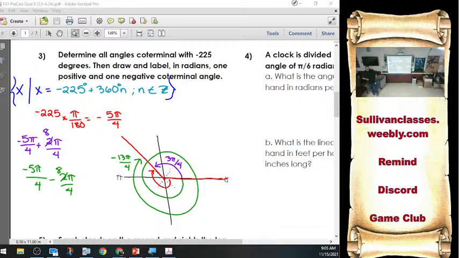That would be a note to put on there to watch for: be careful what it's asking for. Is it asking for the answer in radians or is it asking for the answer in degrees?